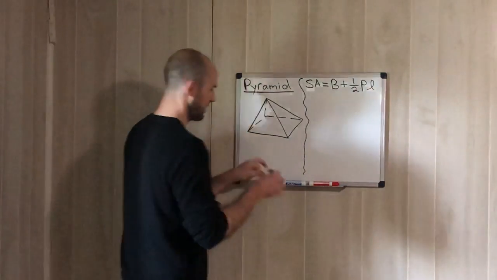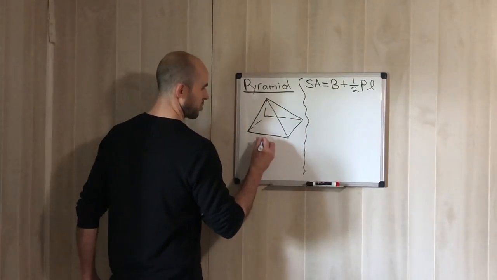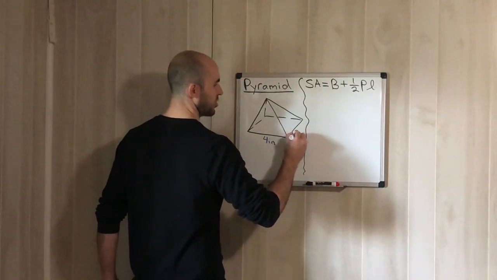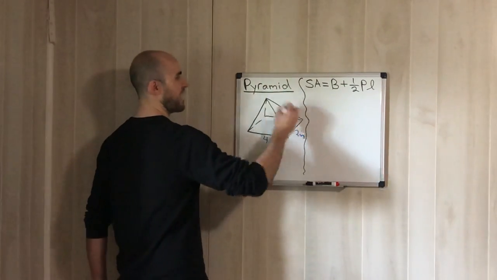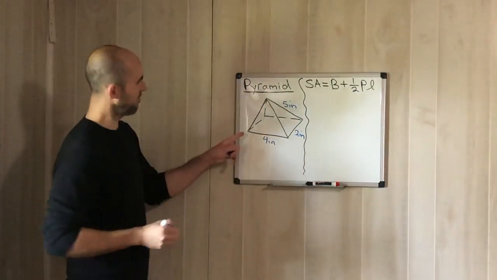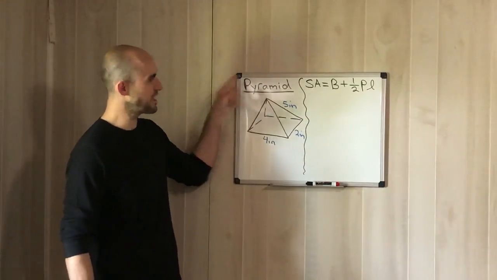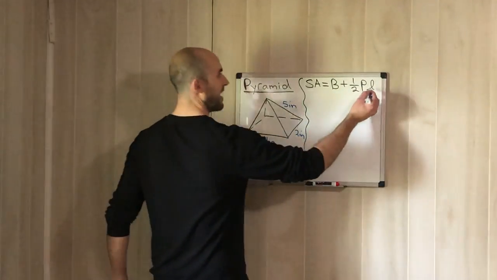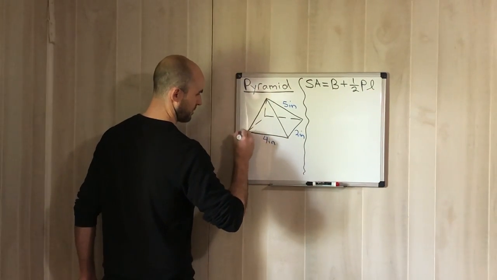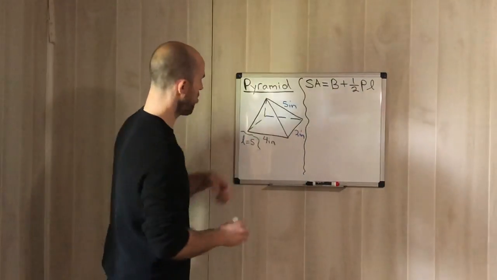So in this case, let me give you the measurements that we need. Let's say that the length of this base, we'll call it 4 inches, and we'll call the width of it 2 inches. And we'll call the length of this pyramid 5 inches. So we know that the length of the base is 4 inches, the width of the base is 2 inches, and the length of the pyramid is 5. Let's write it here. We know that L equals 5. So now, let's figure out what B is and what P is.